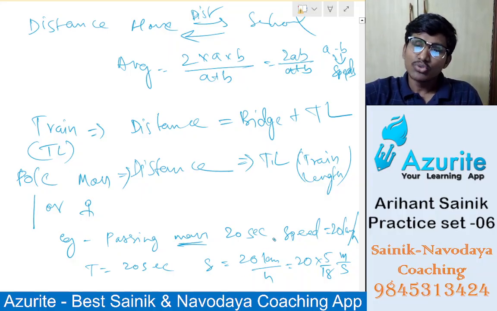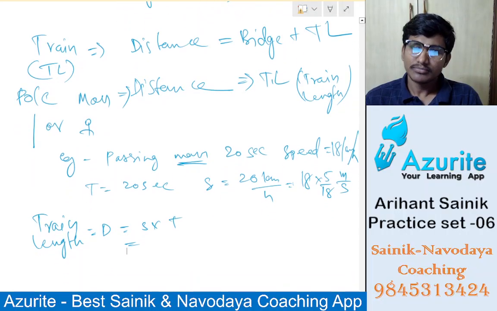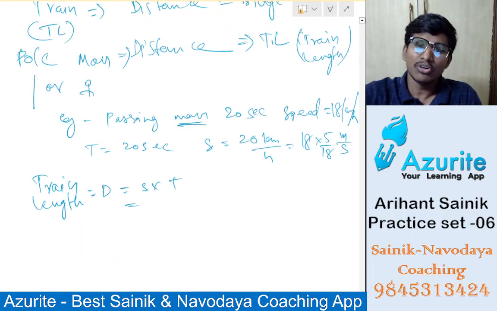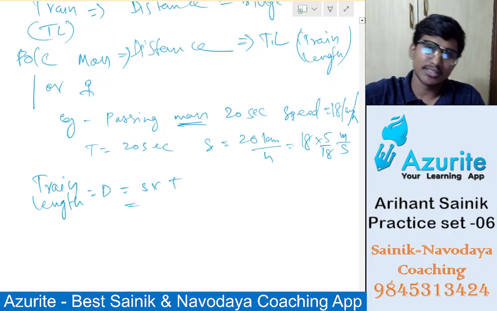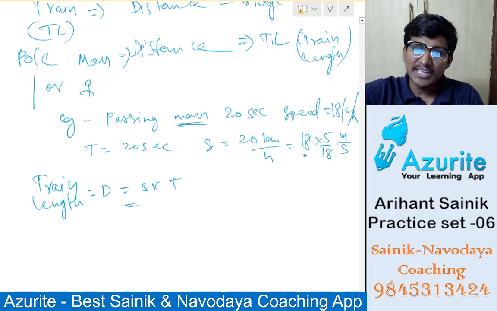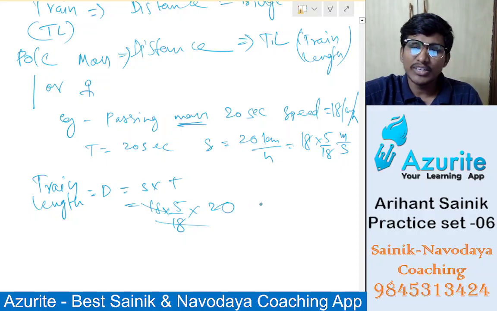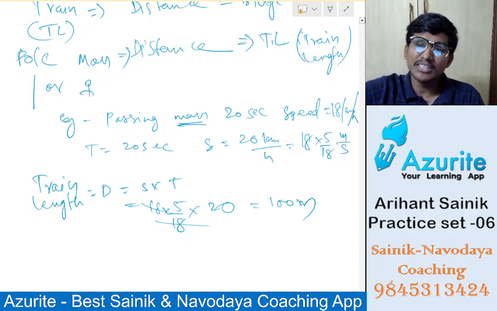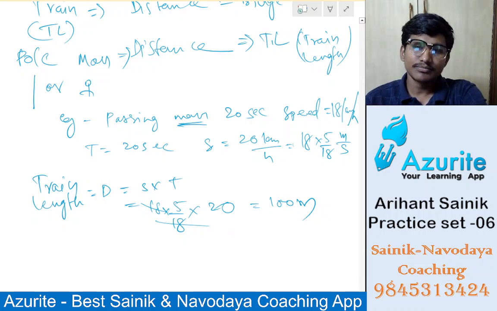Let's take speed as 18, it will be easy because 18 will cancel out. Don't cancel out there itself, wait, cancellation should be done at the last. Speed is 18 kilometer into 5 by 18 meter per second, into time 20. Now 18 cancels, and 5 into 20 is 100 meter. So the train length is 100 meter. Understood?